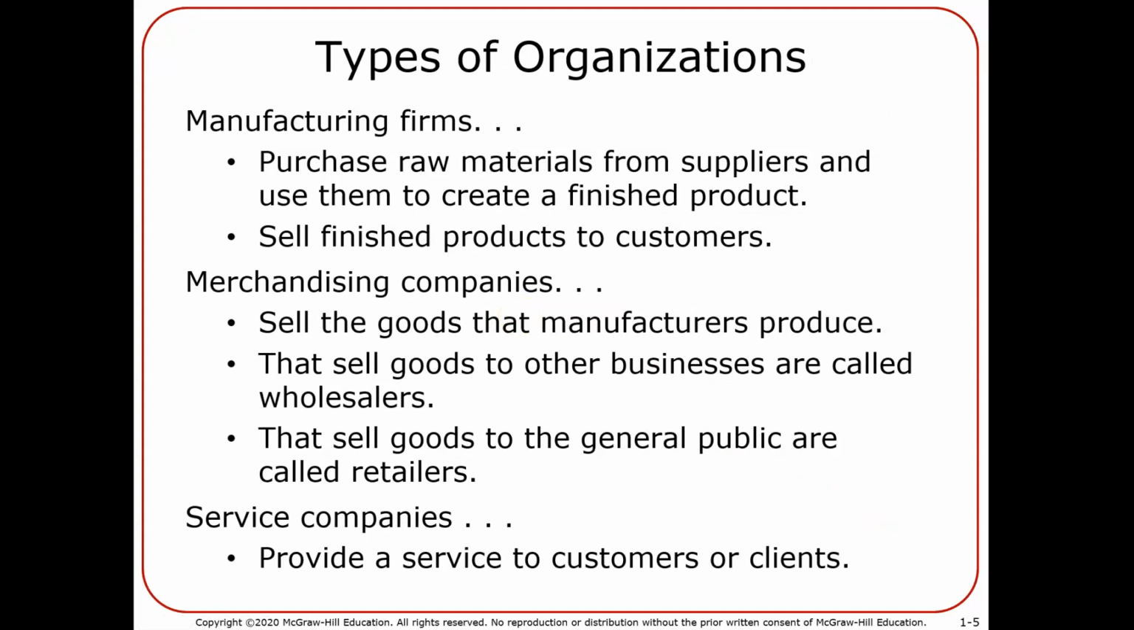So, types of organizations. Manufacturing firms versus merchandising companies versus service companies. And this is kind of a review because we went over this in 211 as well. In manufacturing firms, they're purchasing raw materials and they're making a product to sell to customers. In merchandising companies, they're taking those goods that the manufacturers produce and they're selling them to the general public, or they're selling them as a wholesaler. In service companies, of course, we just provide a service to customers or clients.